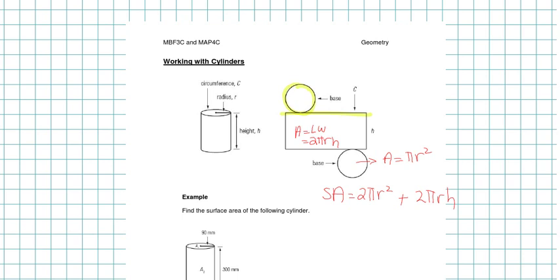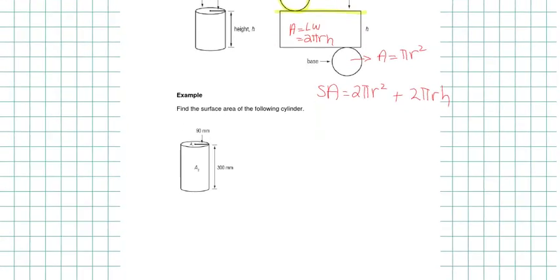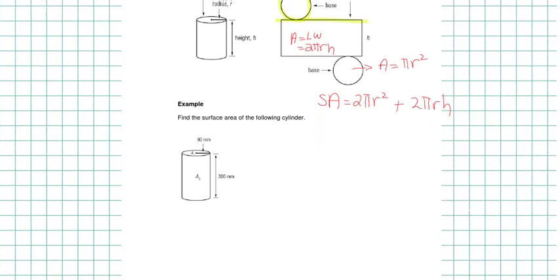All right. Now, the question says, find the surface area of the following cylinder. To find surface area, I need the radius and the height. That's all I need. In this case I am given the radius and the height, so I just have to plug them into the formula. Before I do, I have to make sure I have the same unit, which I do in this case: millimeters.